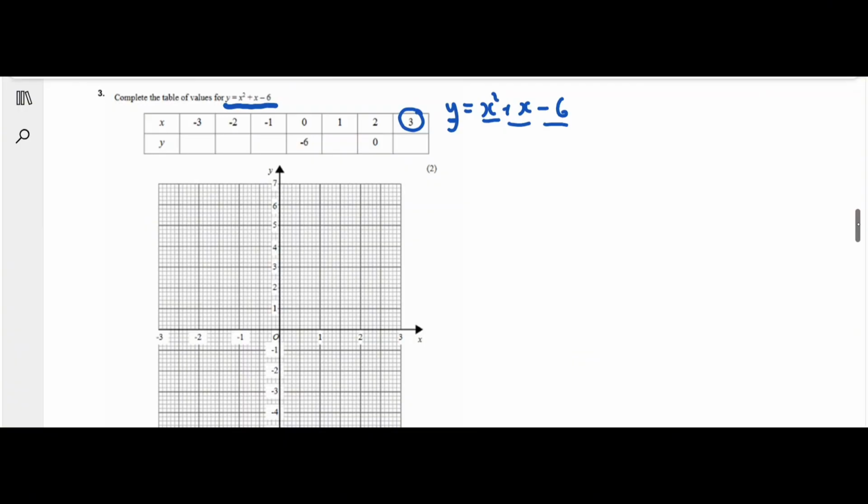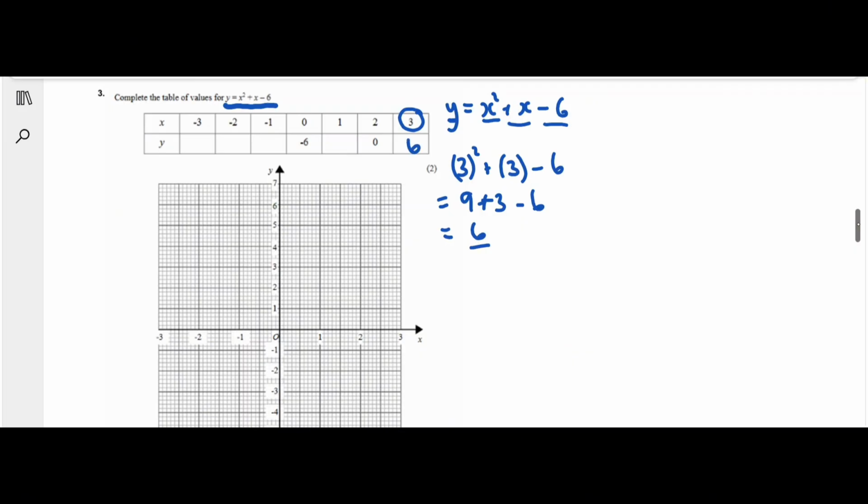So if x is 3, I'm going to just write 3 squared. And again, if you put it in brackets, you can put that straight into your calculator. Add 3, take 6. So every time you replace a letter with a number, you put it in a bracket. That stops you making mistakes with the signs on your calculator. So I haven't got my calculator, so I'm going to work this out manually. 9 add 3 take 6. So that's going to be 12 take away 6 is 6. So that's my first value.